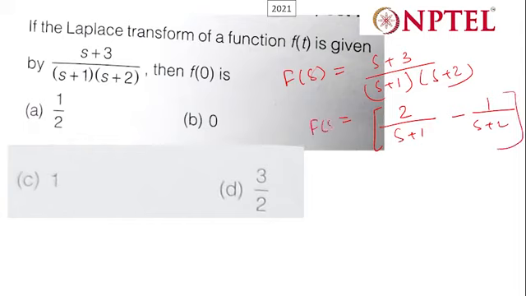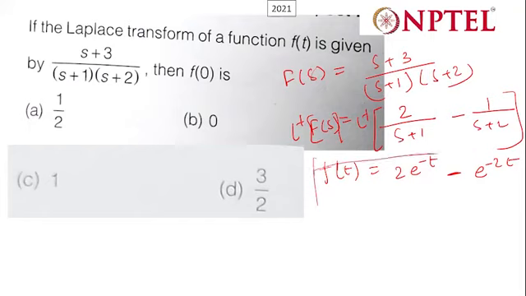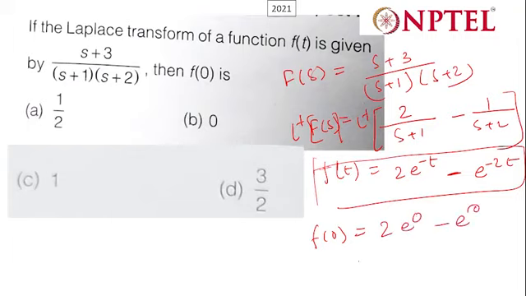Now we will take Laplace inverse of both sides. L inverse of F(s) will be f(t), and L inverse of 2 upon s plus 1 will be 2 e to the power minus t, minus e to the power minus 2t. This is your f(t). What are they asking? They are asking you f(0). Now we'll put the value of t as 0, so your answer will be 2 minus 1, that will be 1.